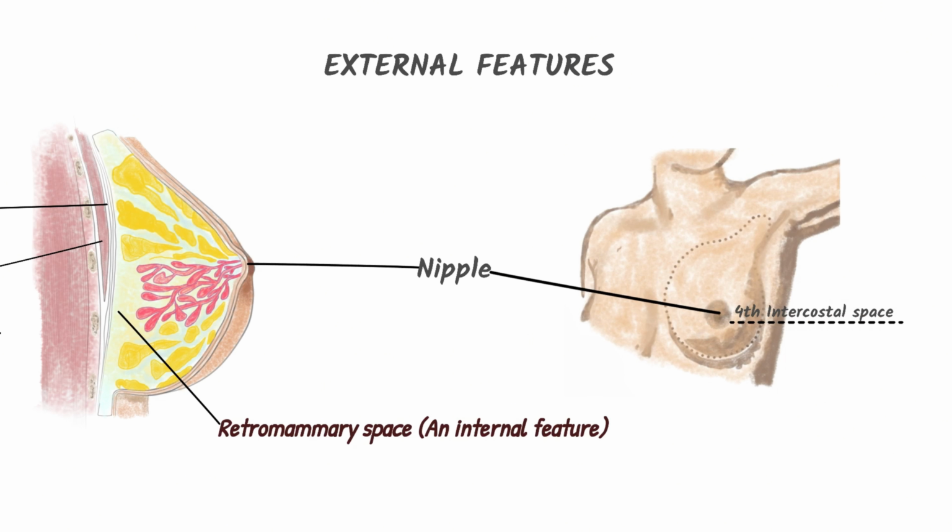Surrounding the nipple is the areola, a circular pigmented zone packed with modified sebaceous glands, especially along its outer margin. These glands secrete an oily substance that lubricates the nipple and areola, helping to prevent cracking and dryness.